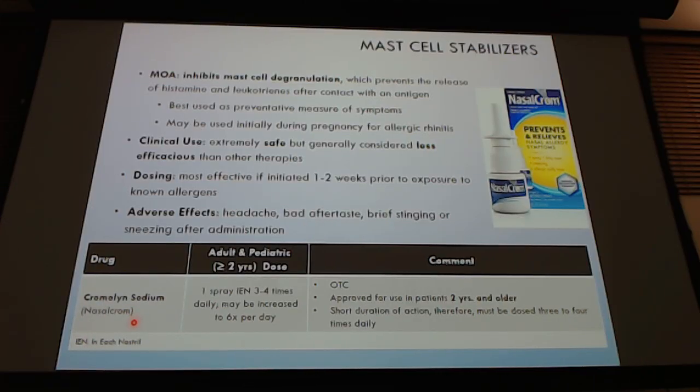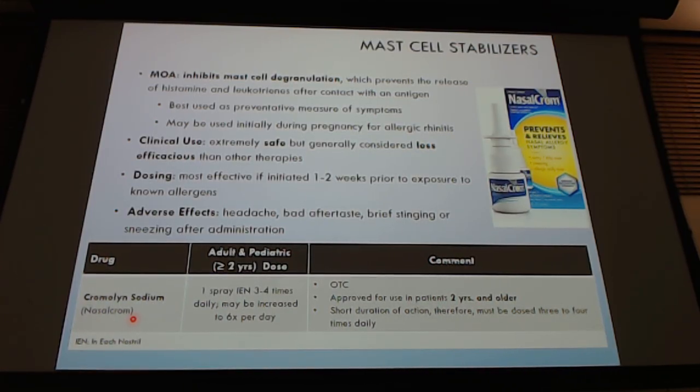The one med that we've been talking about here is going to be your cromolyn. You see that we have that low age, so we can use it in our patients who are at least 2 years of age. And understand that this is also available now over the counter, but you do have the ability to write a prescription for it, and we can fill that for our patients.